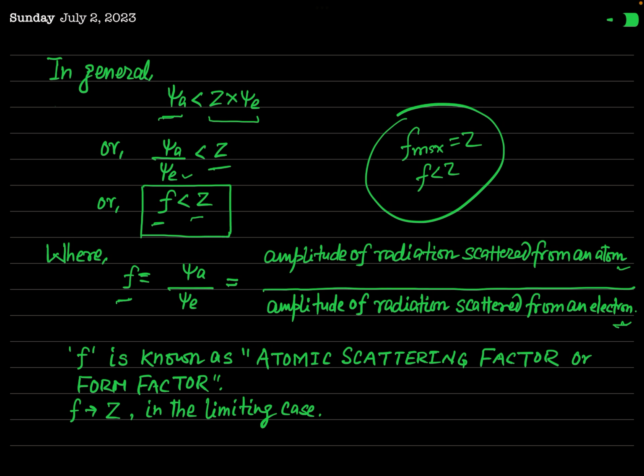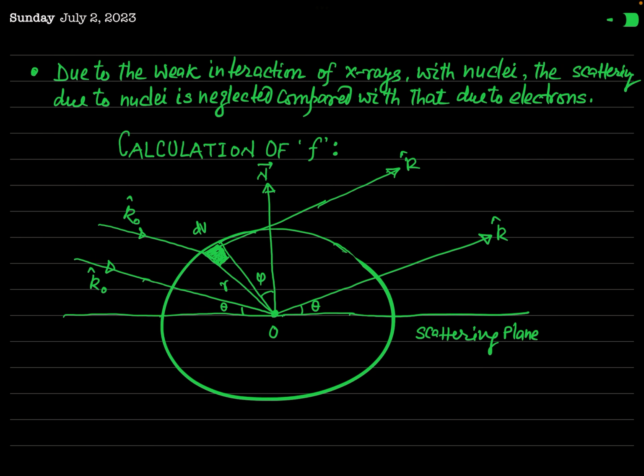Now, after knowing the basic meaning of the atomic scattering factor, our aim is to find the expression for measuring it. So let us make a calculation to get the expression for the atomic scattering factor, or the atomic form factor. Let us see how we can calculate it.